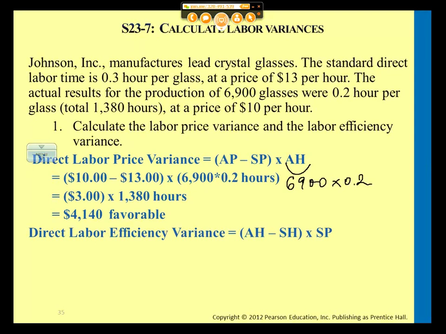Okay? So how do we find this SP, standard price? What do we multiply by what? What is SP? So what is it? What number is that? 13, right? We're looking at the standard direct labor rate at 13. And then what is AH SH? Actual hours and standard hours, right? How do we, so what number did you get?